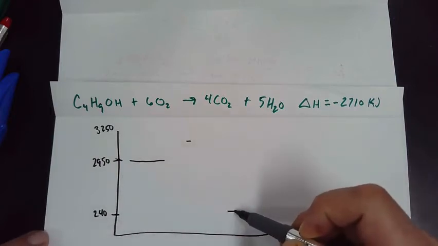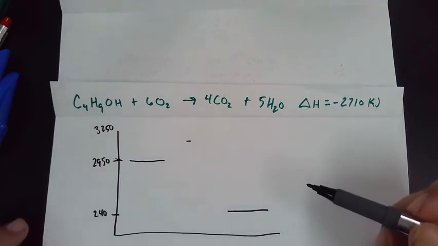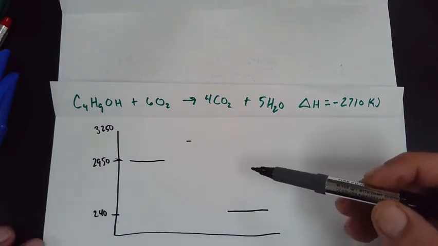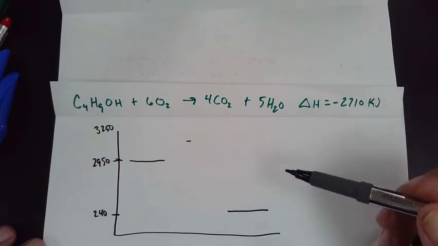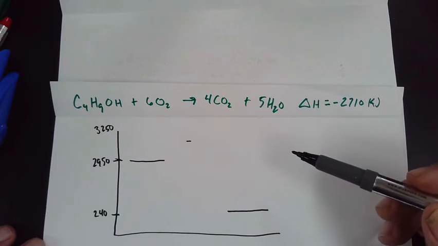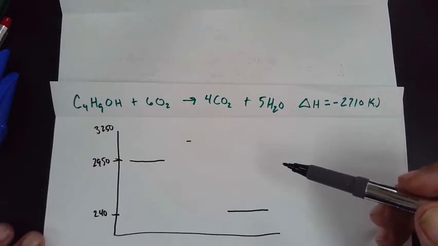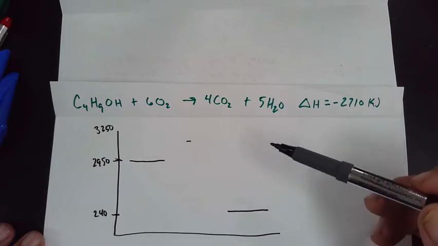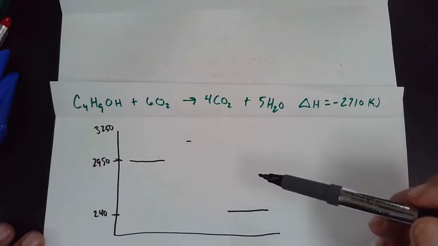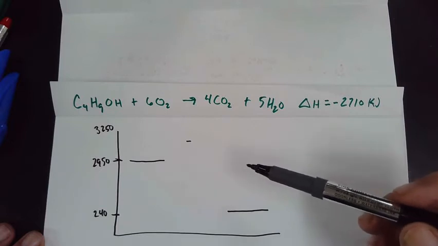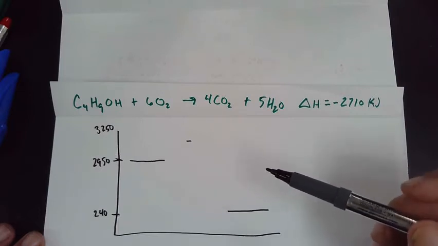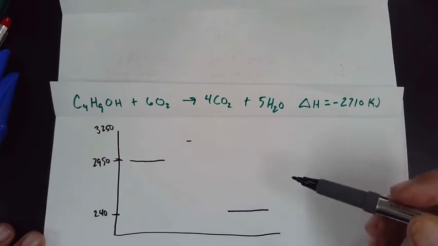will be our products. Wait, only 240? Yep. But where did you get 240? You do the 2,950 minus this 2,710 because our reactants will be 2,710 higher than the products. Wouldn't it be plus? Oh no. To get to the 2,710 being negative, it would be 2,950 minus 2,710, which is 240. Does that make sense? If the delta H was positive, would it then be 2,950 plus 2,710? Yep.